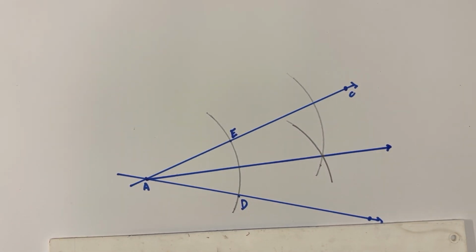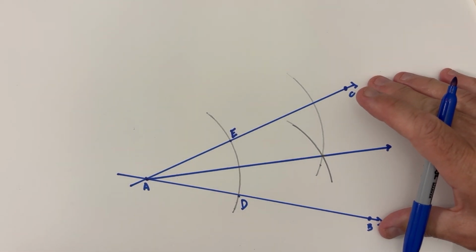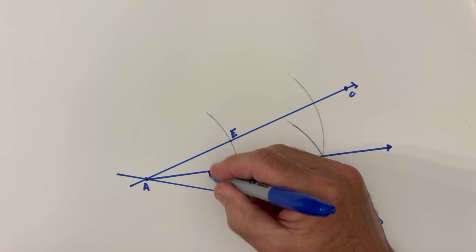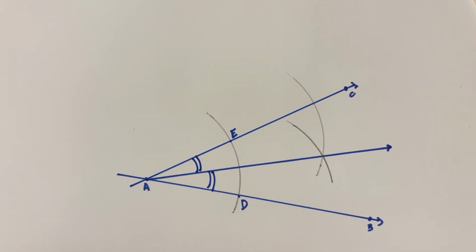And so what this construction allows us to do is to bisect this angle. So essentially this angle and this angle are equal now. That's our notation for equal.